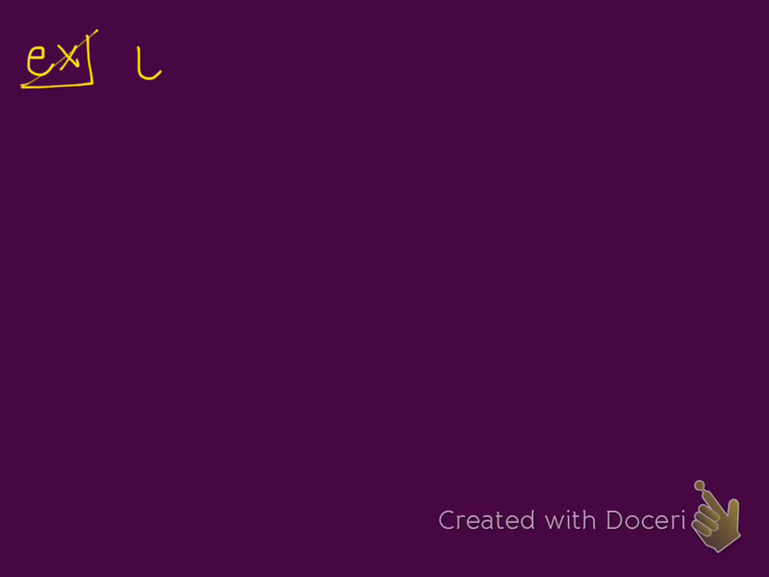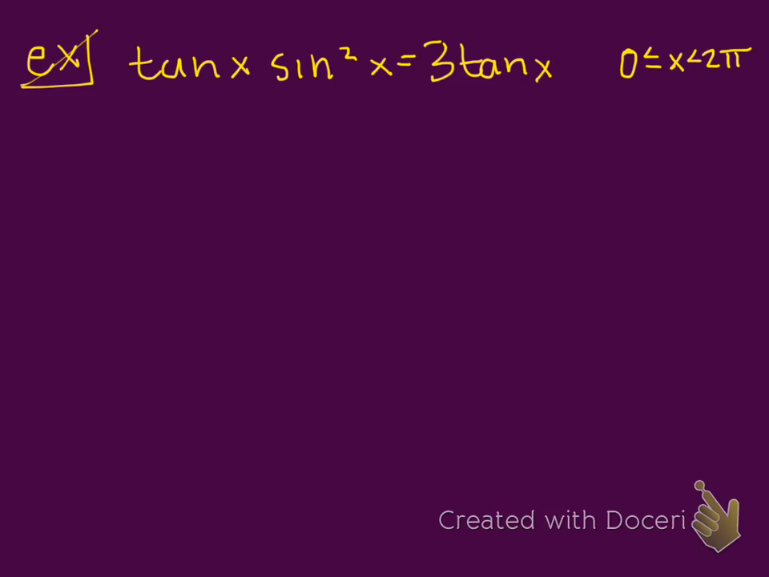is tangent of x sine squared of x is equal to 3 tangent of x. Again, with the restriction of 0 to 2 pi. So the first thing we need to do here is get all of our terms on one side. So I'm going to subtract that 3 tangent over.